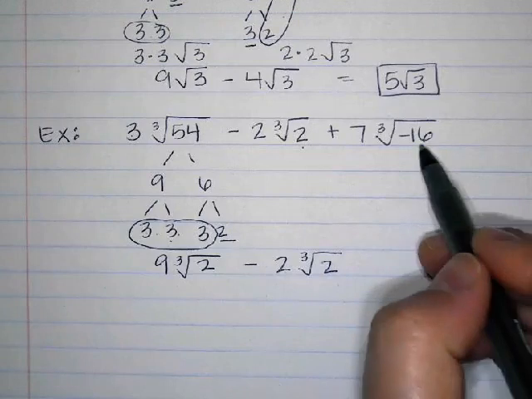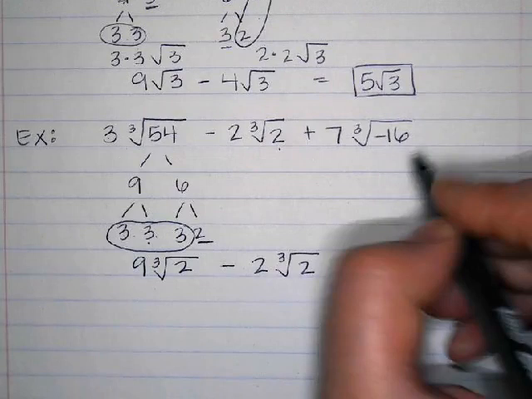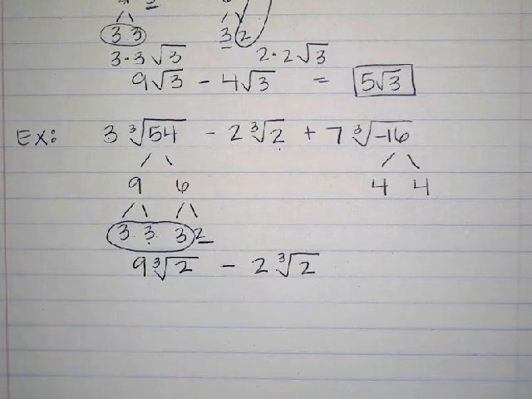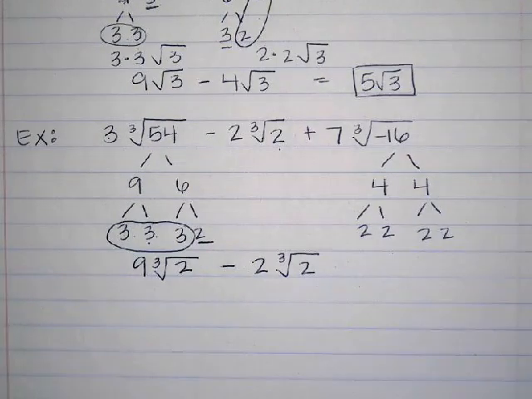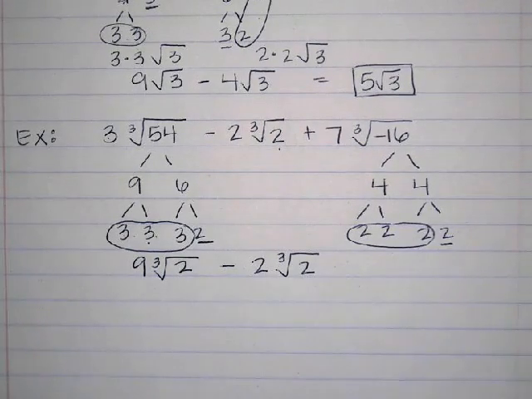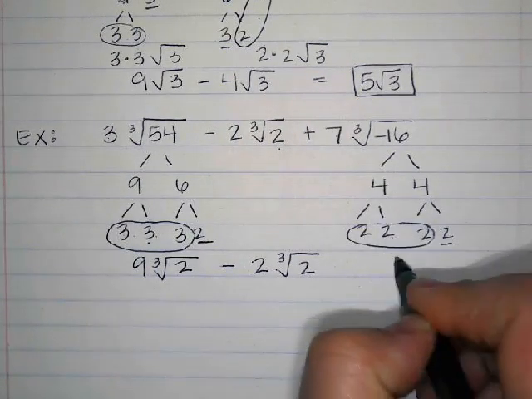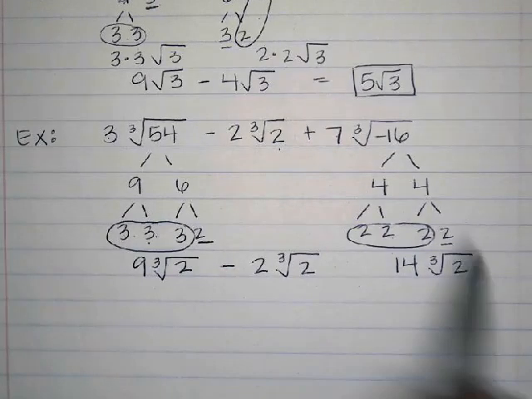Okay. Over here, what are we going to do with the 16? 4 and 4. Okay. Then what are we going to do? 2 and 2. 2 and 2. Okay. So we have a triple of 2s and a leftover 2. 7 times 2 is 14. We have a leftover 2. And how are we supposed to handle the negative?